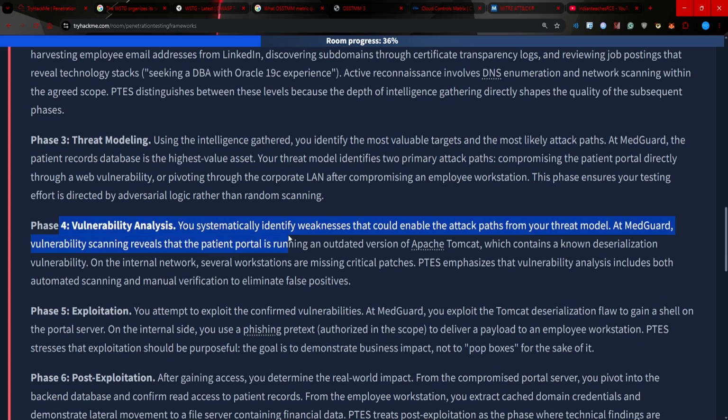Phase 4, vulnerability analysis. You systematically identify weaknesses that could enable the attack paths from your threat model. At MedGuard, vulnerability scanning reveals that the patient portal is running an outdated version of Apache Tomcat, which contains a known deserialization vulnerability. On the internal network, several workstations are missing critical patches. PTES emphasizes that vulnerability analysis includes both automated scanning and manual verification to eliminate false positives.